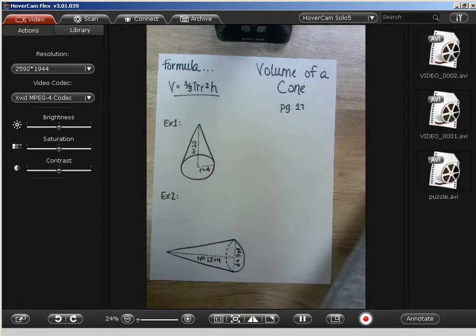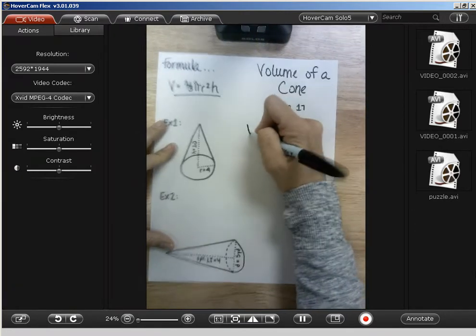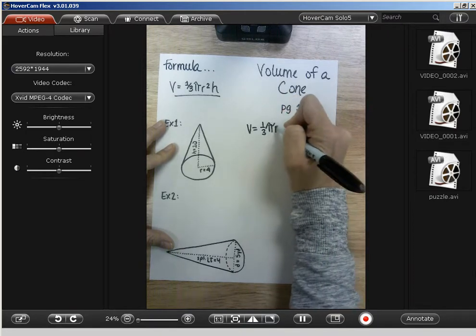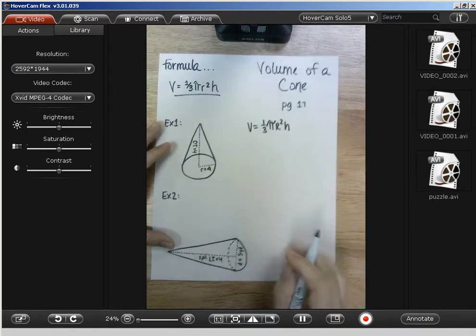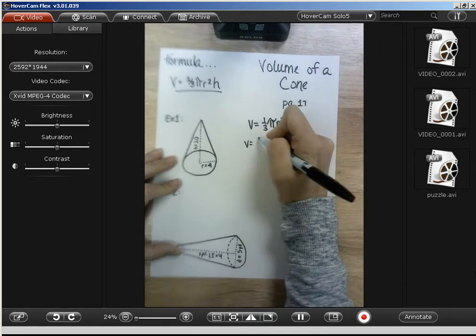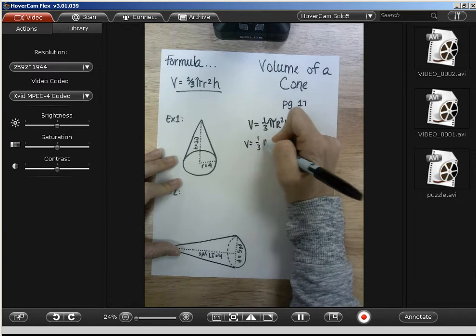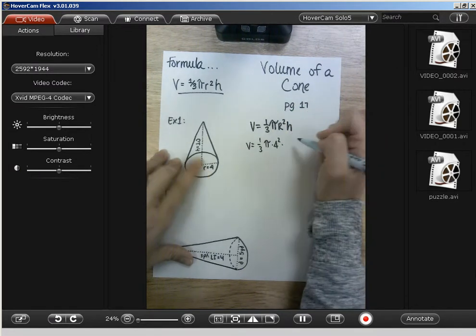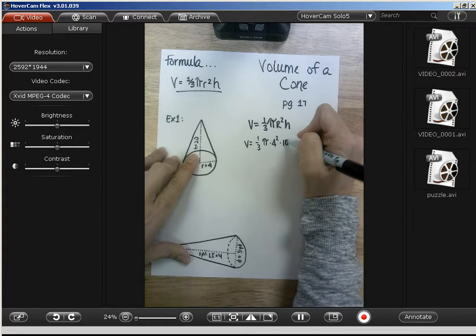Okay, so we're going to start with writing our formula. Volume is 1/3 pi times radius squared times height. And then we're going to substitute in the values from our example. So volume is 1/3 times pi times a radius of 4 squared times a height of 10.